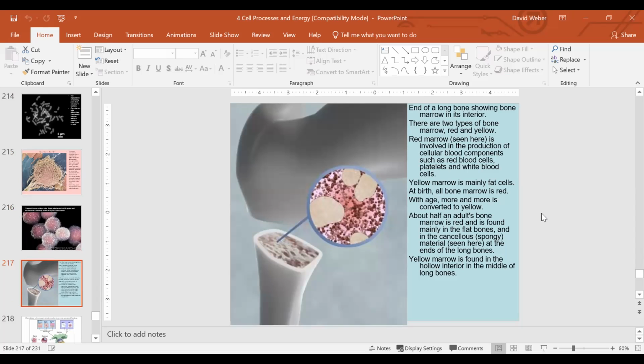At birth, all bone marrow is red. With age, more and more is converted to yellow. About half of your adult bone marrow is red and found mainly in the flat bones and in cancellous or spongy material, shown here at the end of the long bones. Yellow bone marrow is found in the hollow interior in the middle of the long bones.